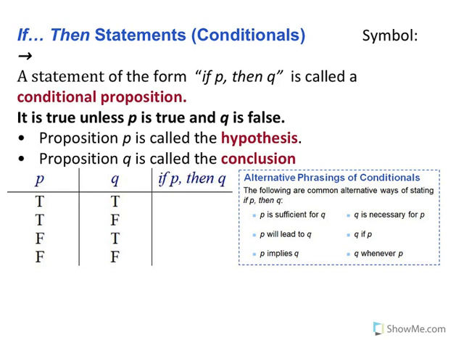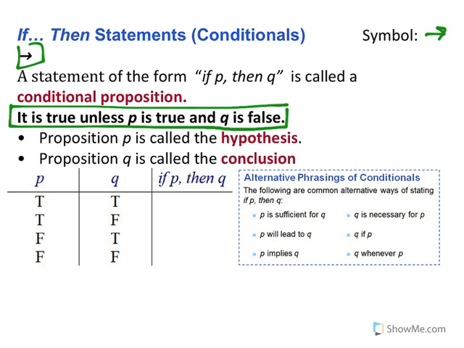Okay, my symbol somehow ended up over there. It should be right here. That's my symbol for an if-then statement. These are called conditional statements, or a conditional proposition. It is true unless P is true and Q is false. The proposition P is called the hypothesis. The proposition Q is called the conclusion. So keep in mind, it is true unless P is true and Q is false.